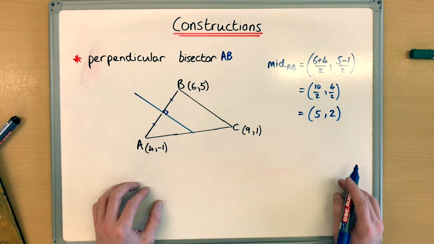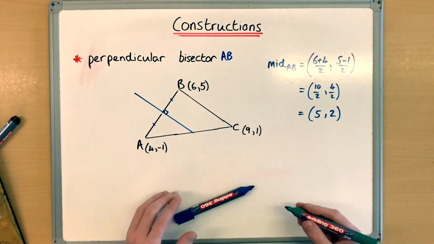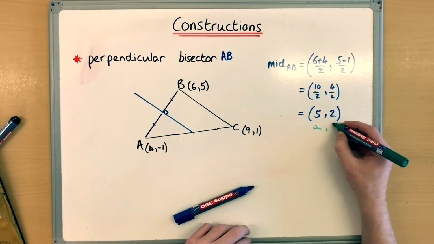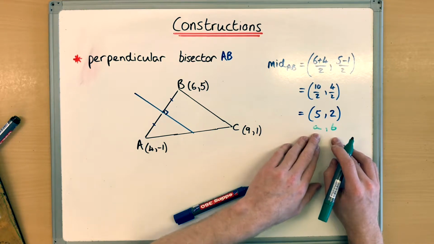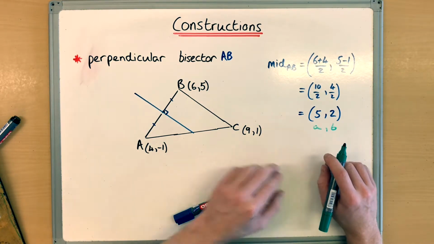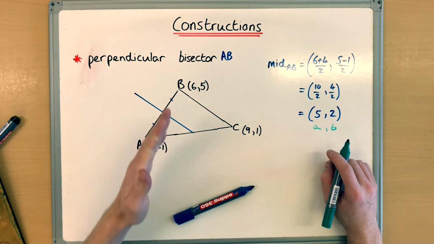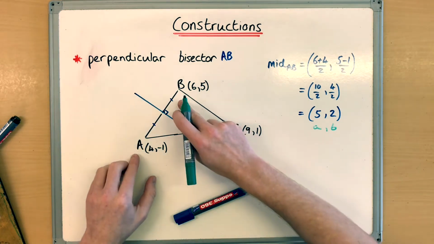So there we go, I've got my midpoint here, and that is a point that the line is going to go through. So I'm actually going to label that A and B just now, because I'm going to use that when I come to write the equation. So I've got A and B, I've got the point it goes through, and now need the gradient of it. What do I know about the gradient? Well, it's 90 degrees to AB. So I'm going to start by finding the gradient of AB.